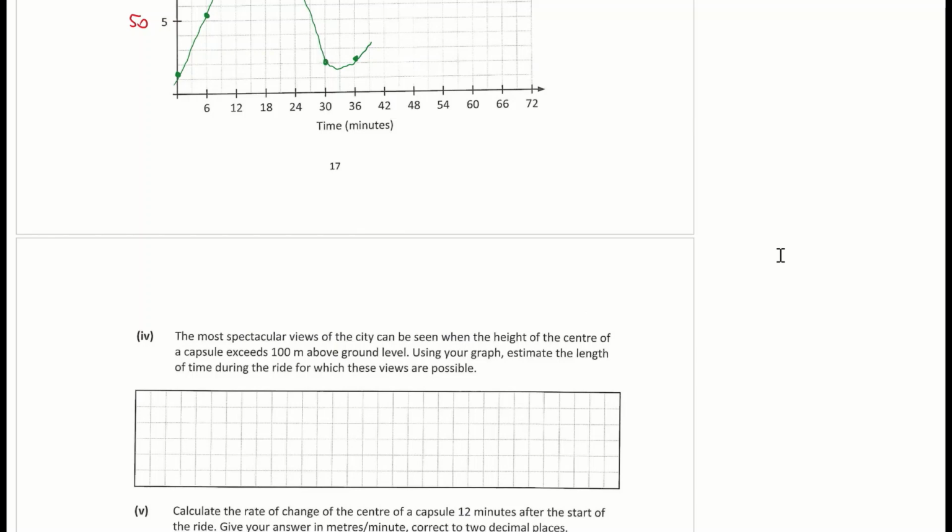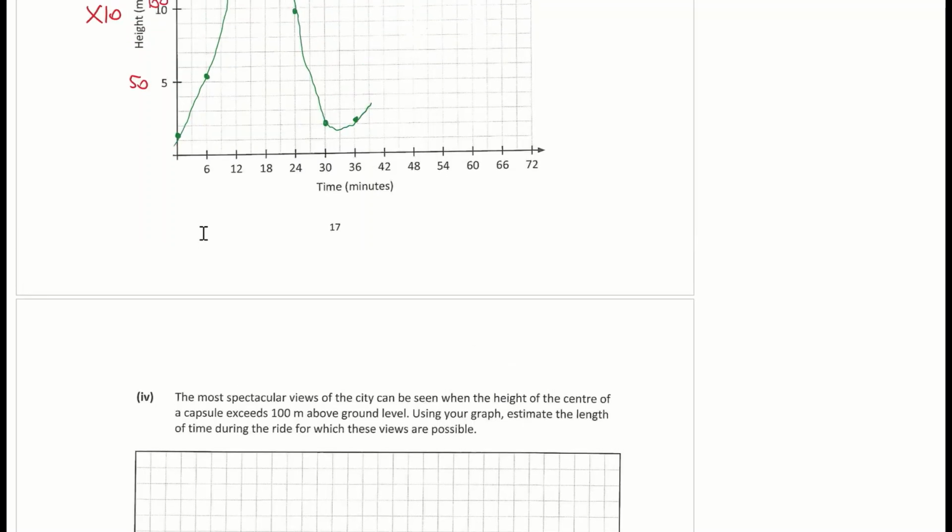Part IV, the most spectacular views of the city can be seen when the height of the centre of the capsule exceeds 100 meters above ground level. So we need to be above 100 meters. Using your graph, estimate the length of time during the ride for which these views are possible. So I'm looking for everything above 100 meters.